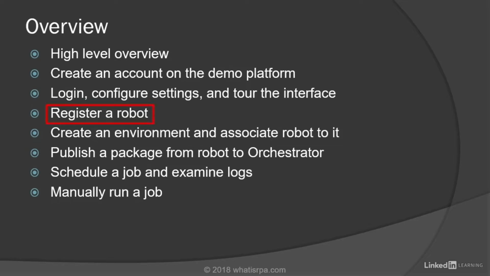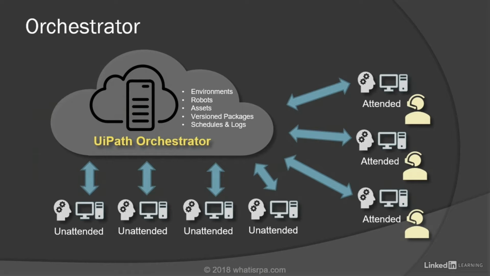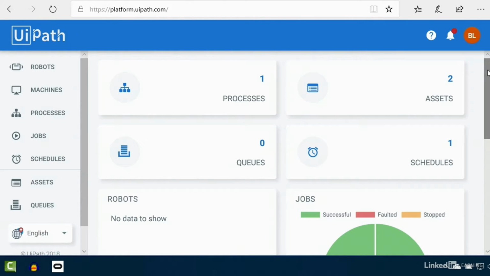In this video, we will connect our local computer, which is a robot, to the Orchestrator server so that we can then schedule our process to execute on our remote robot machine. As you recall, UiPath Orchestrator can drive unattended robots, or it can serve assets to and aggregate the logs of attended robots. So to connect my computer to Orchestrator, I've navigated to platform.uipath.com and signed in.